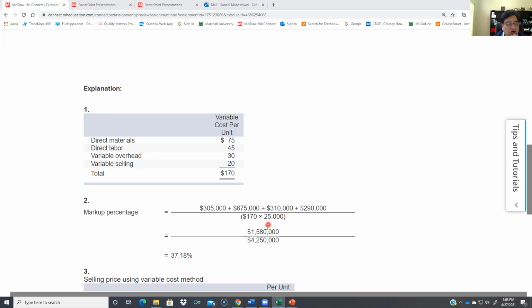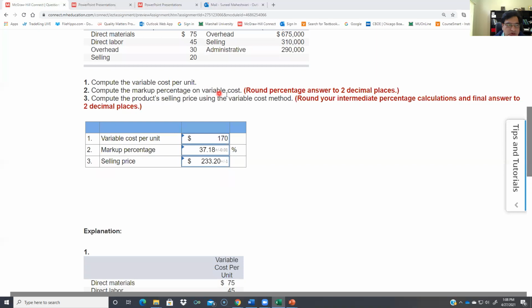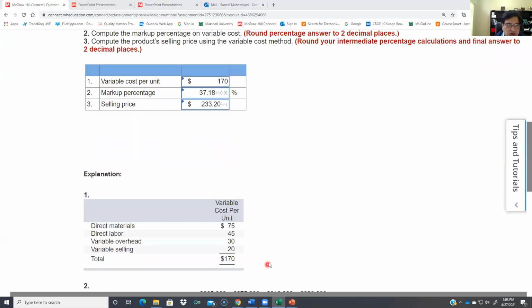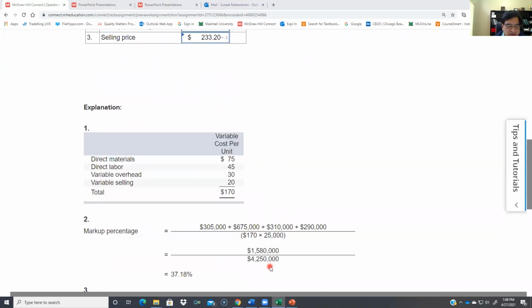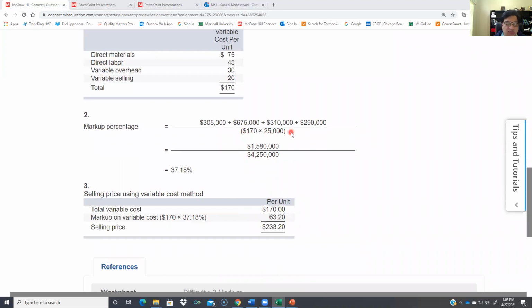So the markup percentage for the overhead cost in relation to your variable cost, variable cost is the basis. You're just finding an overhead rate where variable cost is the basis. So it says compute the markup percentage on the variable cost. You added these three numbers, you added your profit, and as a portion of your variable cost, that stands at around 37% of your variable cost. So what it is giving you is an overhead charge of 37% on your variable cost. That's all it is doing.